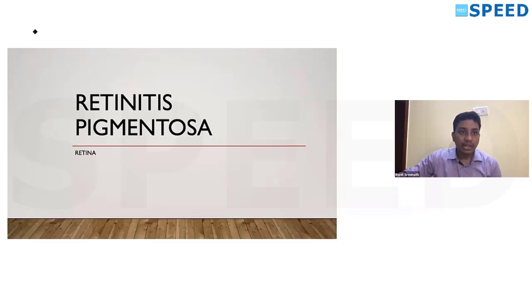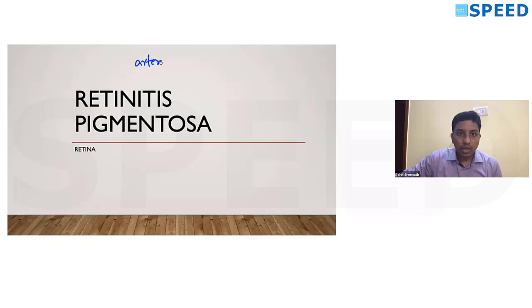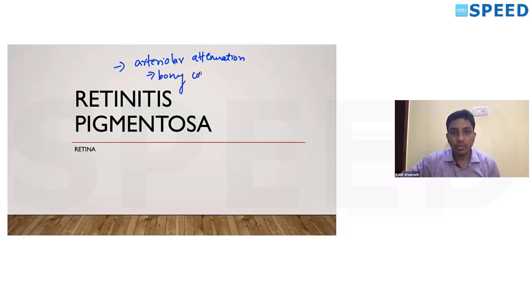The patient typically will have arteriolar attenuation, bony corpuscles, and waxy pallor of the disc. So if they ask you which is the characteristic feature of retinitis pigmentosa, the characteristic feature is the arteriolar attenuation. So presence of arteriolar attenuation is the characteristic feature of retinitis pigmentosa.